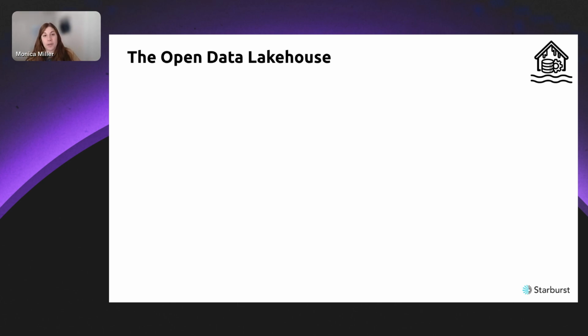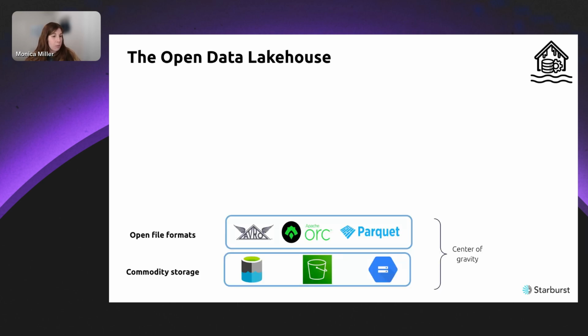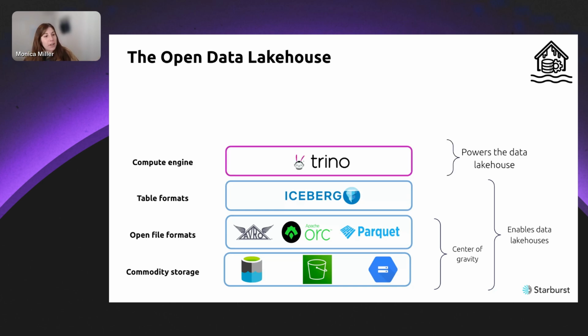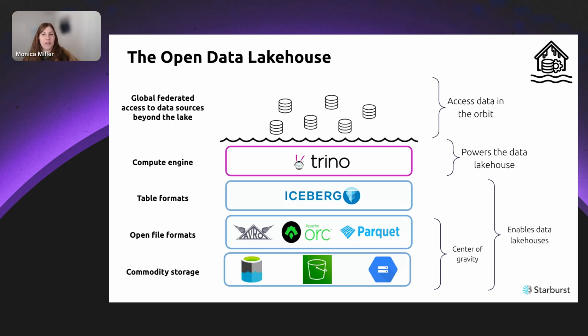But essentially what Starburst helps you do is build this open data lakehouse platform. What you start with is your center of gravity. You've got your commodity storage and your open file formats, which we've mentioned already. And then you have your table format, which is Iceberg. And then you have your compute engine, which is Trino, which will power the data lakehouse, with Trino underlying within Starburst. And then you have your global federated access beyond the data sources. So the whole thing is, you don't have to just access data in your data lakehouse.